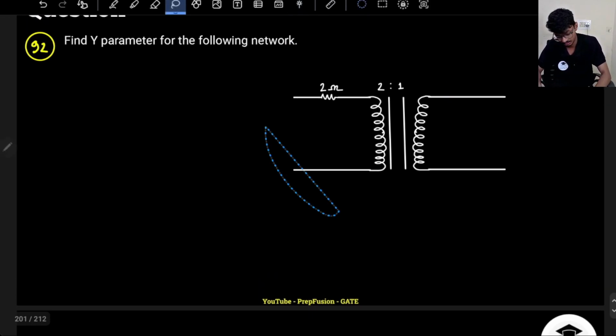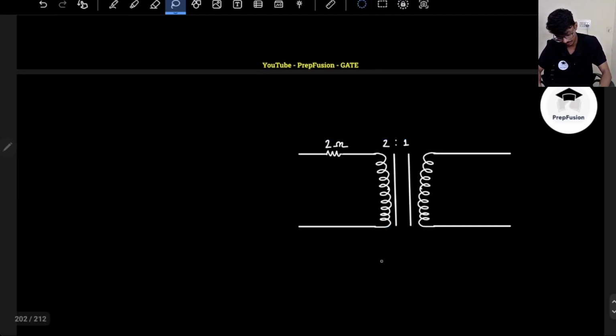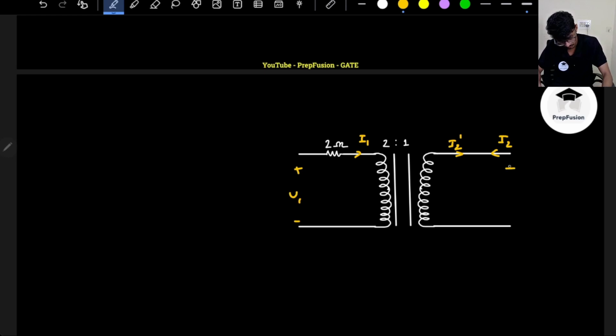So if I copy this, I have to find out the y parameters. This is my I1, this is my I2 dash, this is my port current I2, and this is voltage V1, this is voltage V2. This is the transformer voltage V2 dash, this is the transformer voltage V1 dash. Okay, so a bit of differences are there, right? So one thing I know, the transformer relation. So what is the transformer relation?